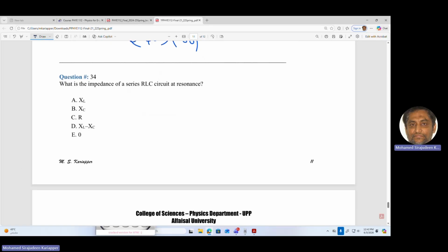What is the impedance of a series R? Because this is in resonance. So when there is resonance, this is 0. That will make the impedance to be just R.